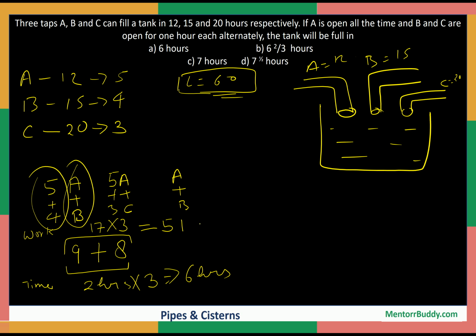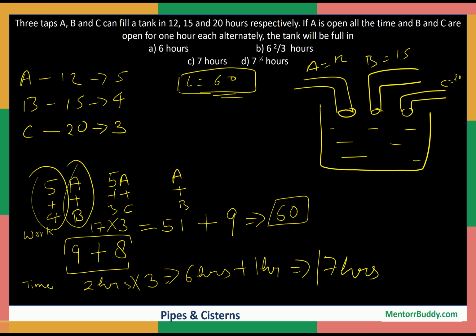So in the next hour, 9 work will be done, and the complete work, 60, is completed. So how much more time will it take? It will take 1 hour more to complete this work. So in total, how much time is taken? That is 7 hours.